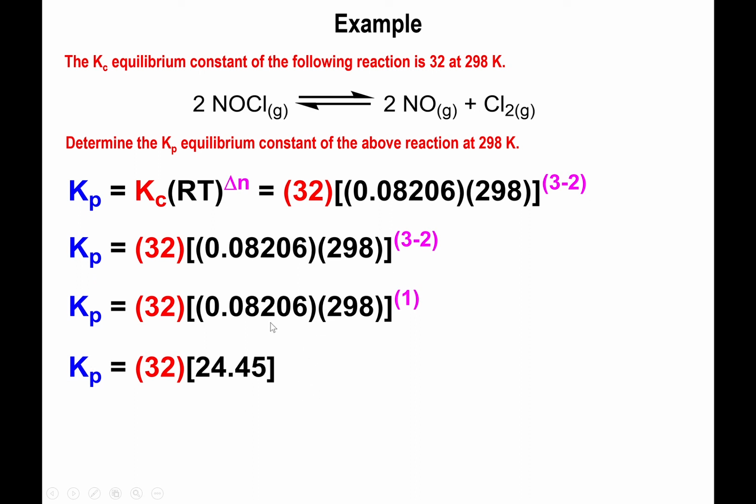I would recommend that you don't truncate the number. Keep all the digits that your calculator gives you, then raise it to whatever power coefficient, in this case the power of 1, and then multiply by the outside parentheses to give you the value of the Kp.